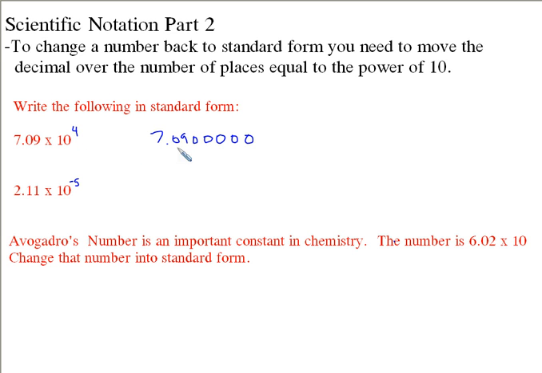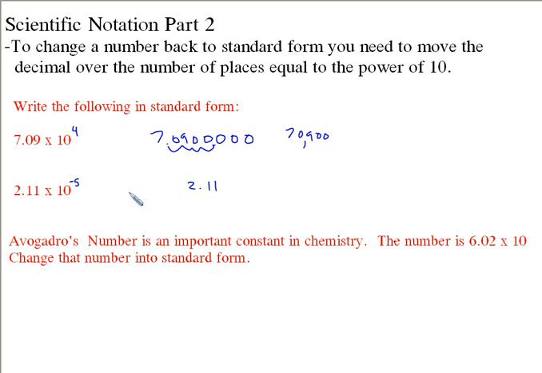So here, you need to move the decimal point over 4 spaces, 1, 2, 3, 4. Now we've got our number, which is going to be 70,900. And that's our answer.